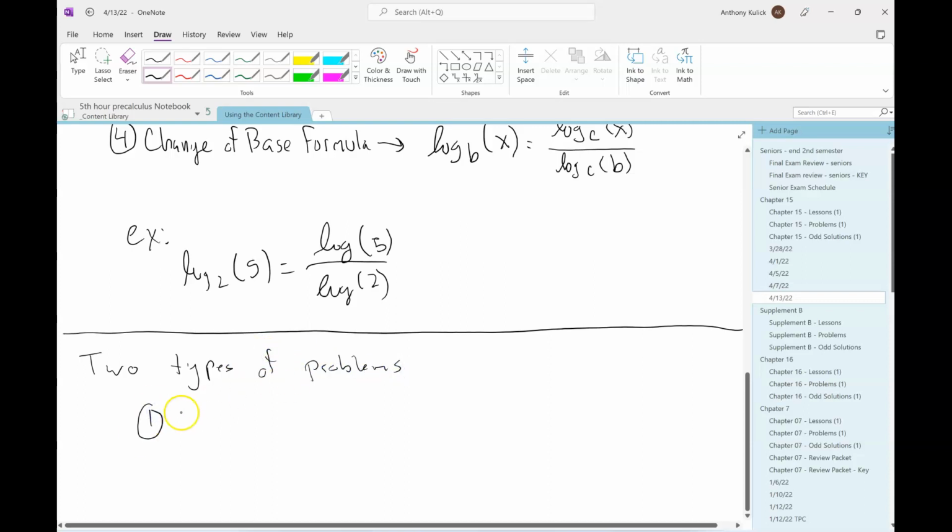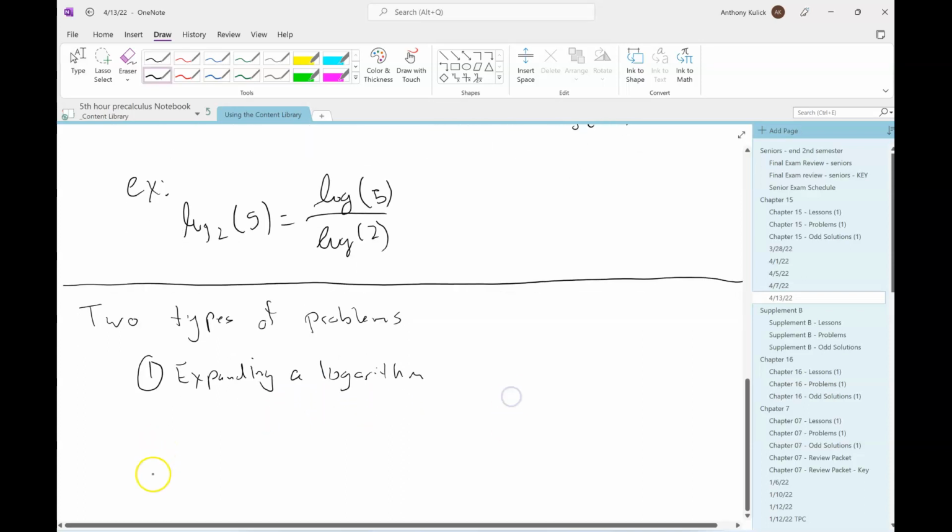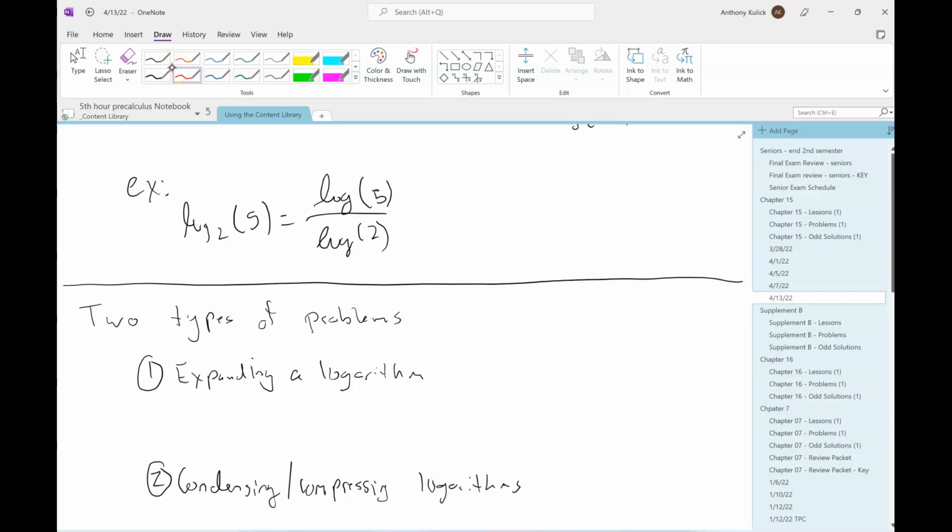Those are expanding a logarithm, and then the other would be condensing or compressing logarithms. So to do either one of these two things, we're going to be using the three properties that we highlighted above: the power, product, and quotient properties.